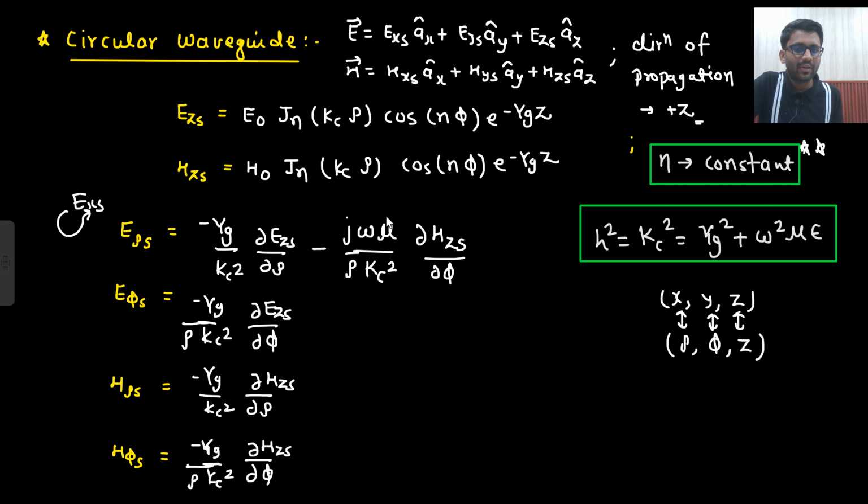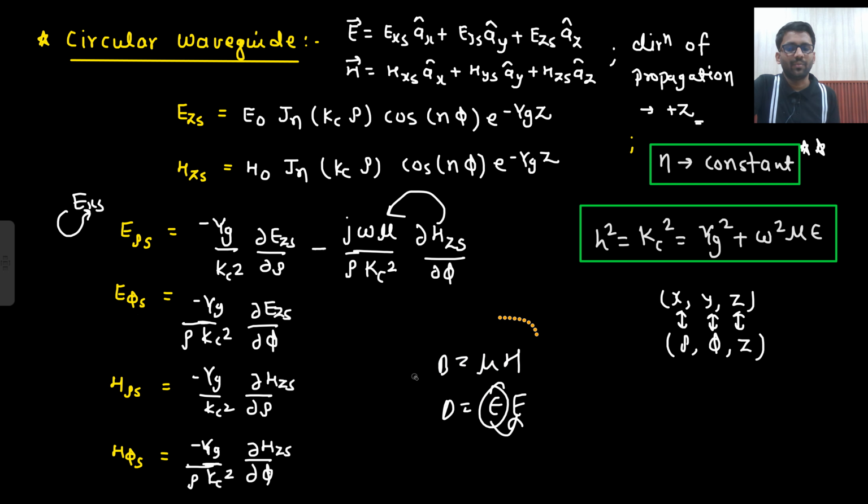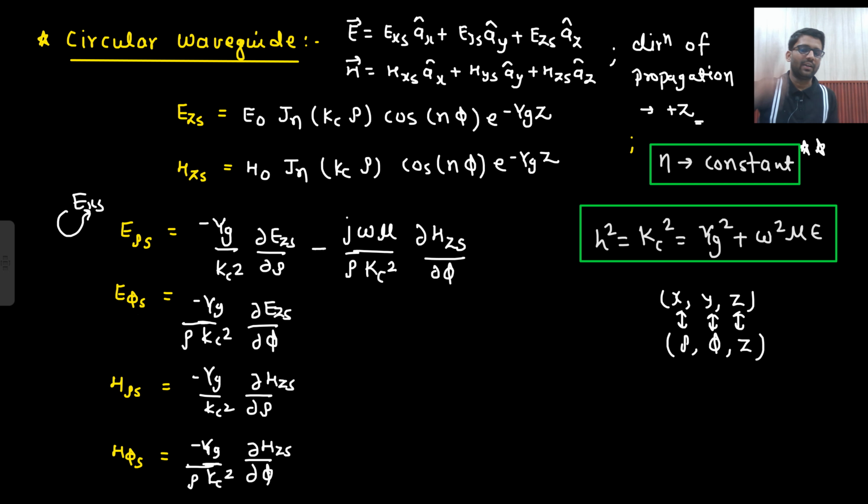And how did I ask you to remember whether it will be mu or epsilon? What did I say? That mu always comes with H. So if there is H, mu will be here, because B is equal to mu H and D is equal to epsilon E, and epsilon always comes with E. So if here there is H, here there will be mu. This is how I asked you to remember, and this is how we can write down the expression.